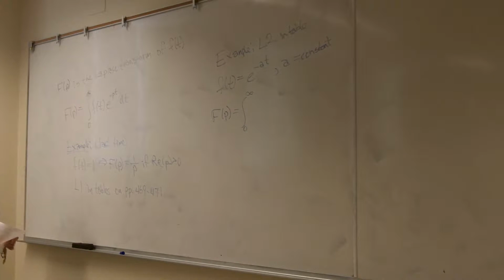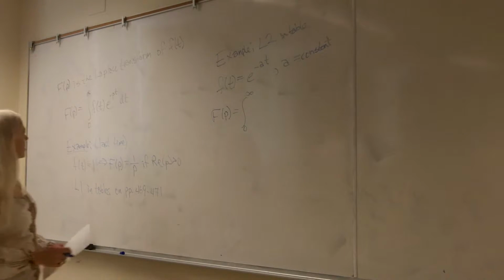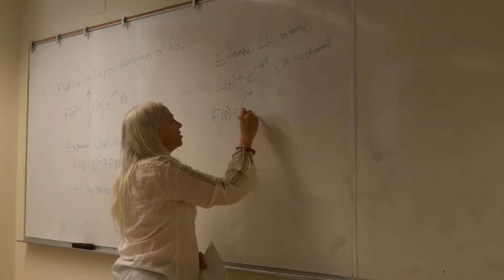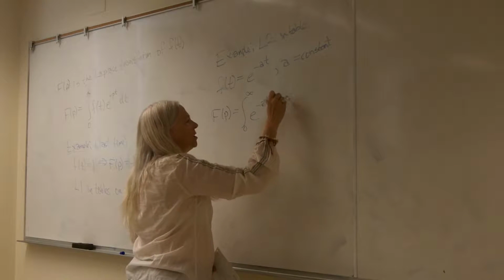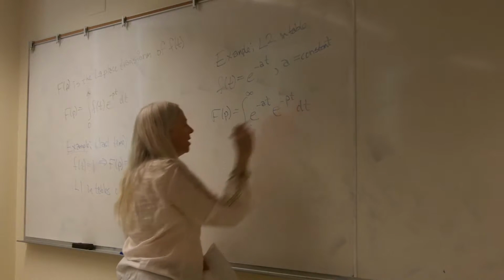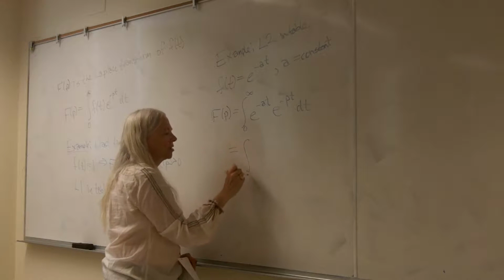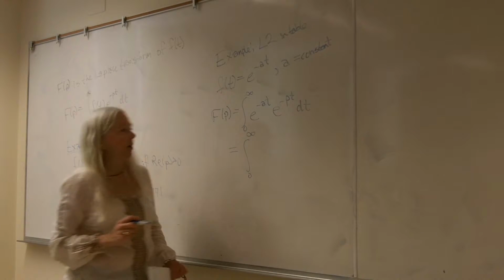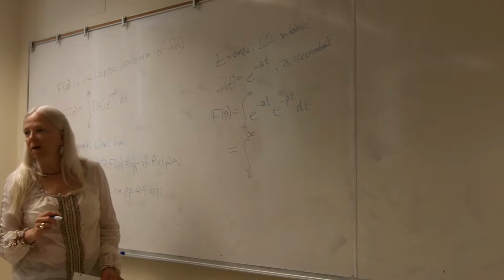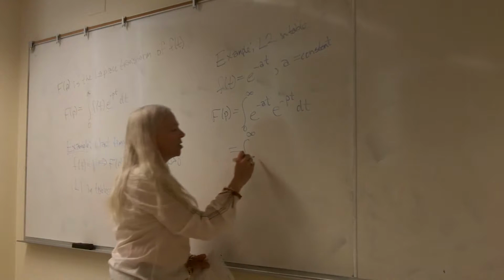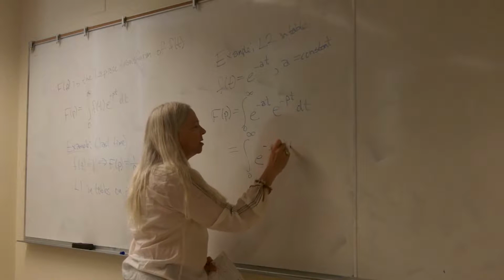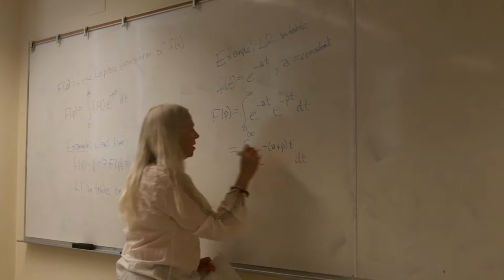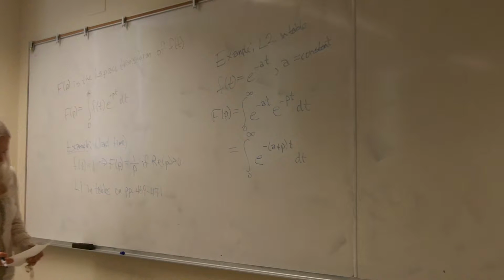So using the definition of the Laplace transform, this is going to be the integral from 0 to infinity of e to the minus at, that's our f of t, times e to the minus pt dt. Of course, these exponentials can be combined. Right? When we have two exponentials multiplied together, we add the exponents. So this is e to the minus quantity a plus p times t dt, again from 0 to infinity.